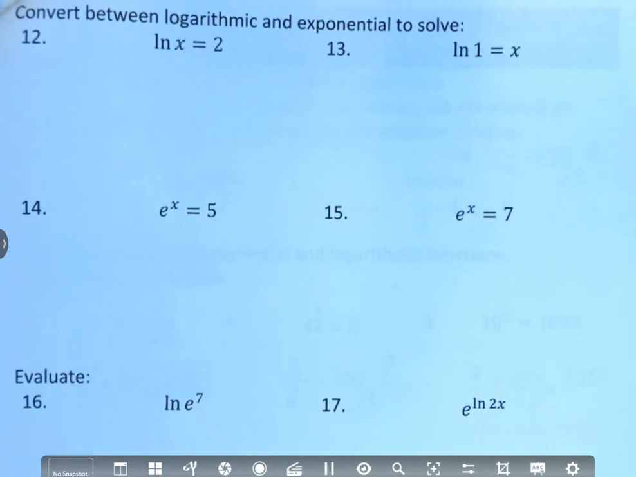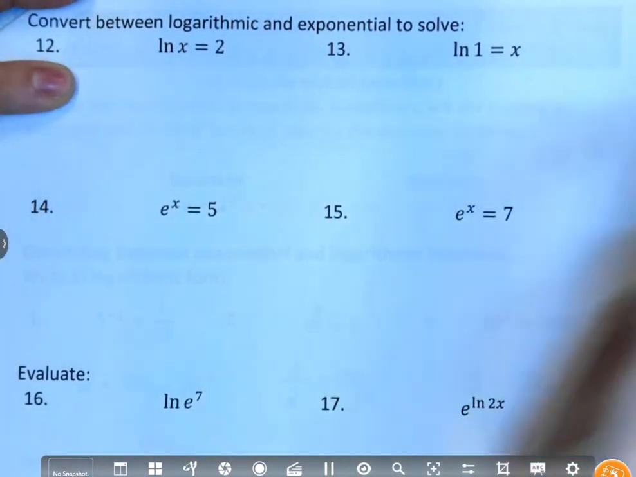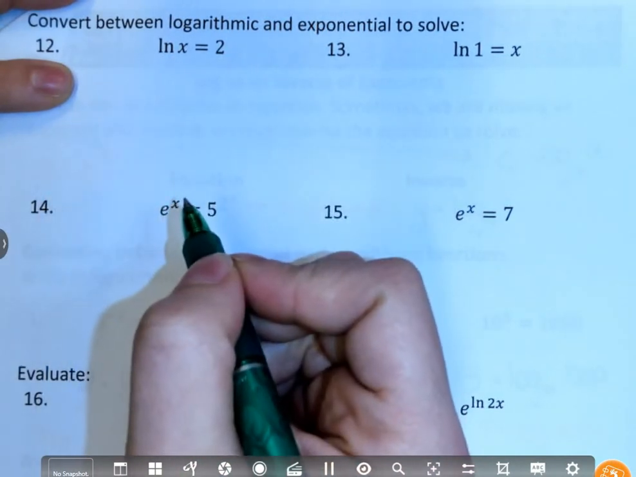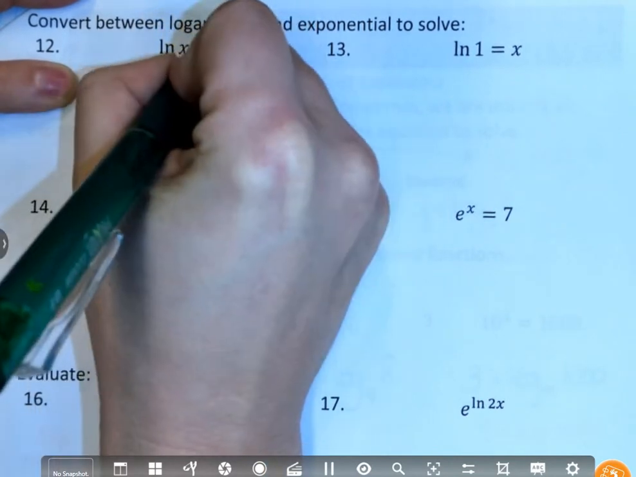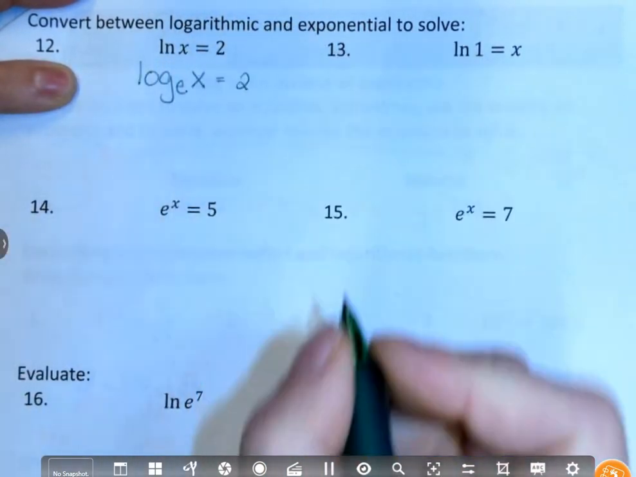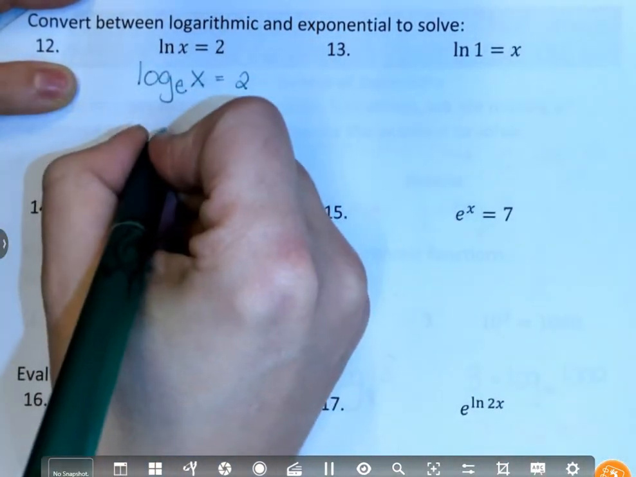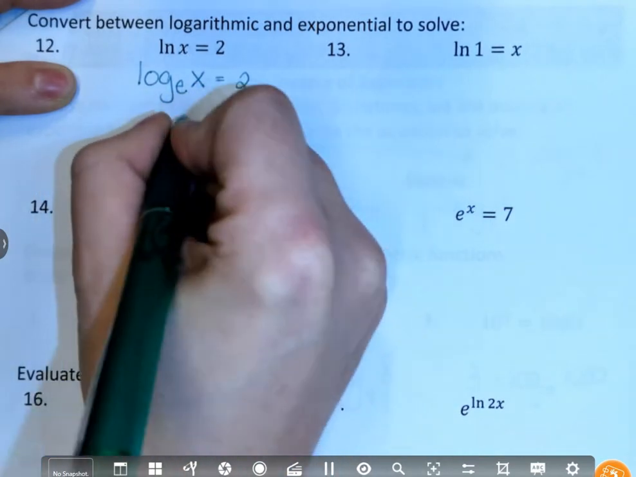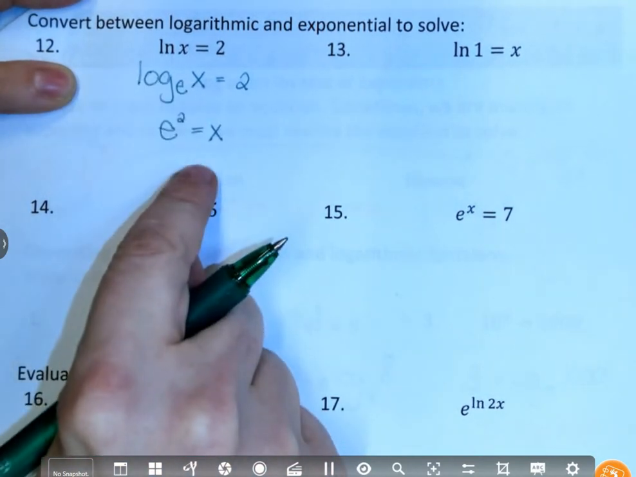Okay, here we go. So we have been converting from exponents to logs and logs to exponents, and we're going to still do that here. You just want to remember that whether it's written or not, what is ln actually saying? Log base e. So that's actually saying log base e of x equals 2. So how would I rewrite that? e squared equals x.